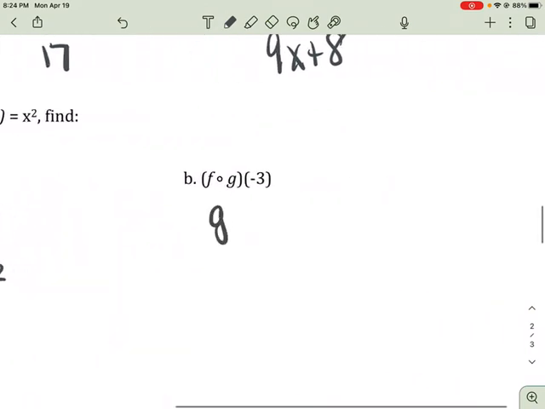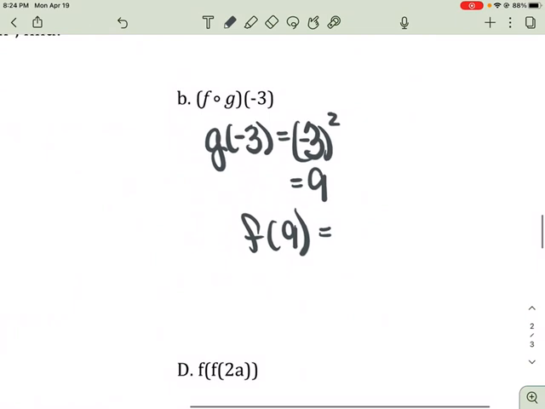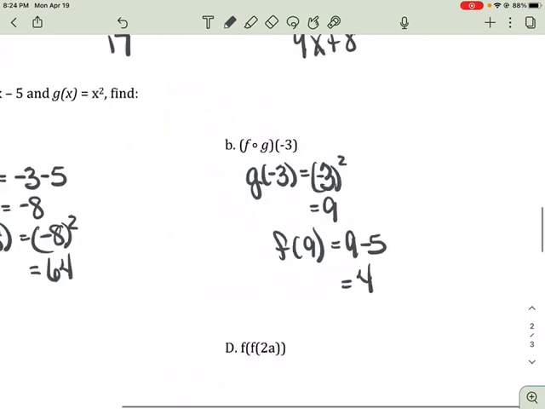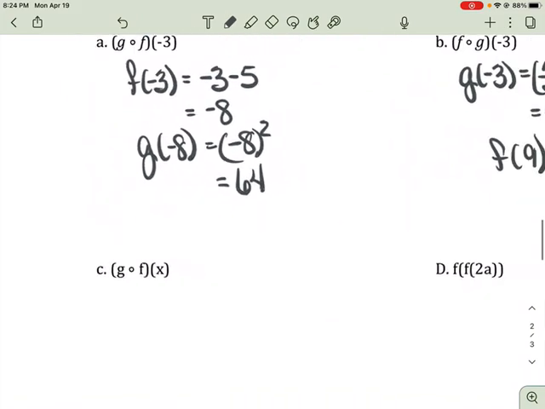So my answer to that one is 64. So here I'm going to find g of negative 3, and then f of 9. Okay, notice that it's the same number, two different compositions, completely different answers. And that's the point: it's not commutative.